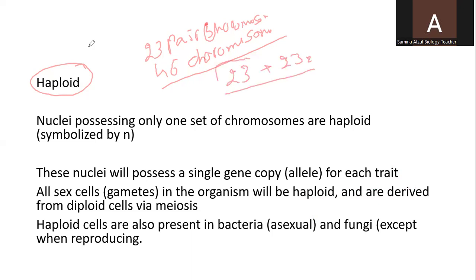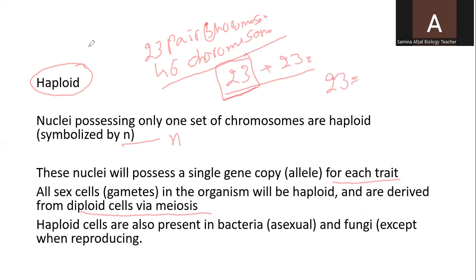So when the cell represents only one set of chromosomes, or the nuclei contain only one set of chromosomes, that is 23 chromosomes, that is called the haploid number, which is represented by small n. So these nuclei will possess a single gene copy, allele, for each trait. All sex cells in the organism will be haploid as they are derived from diploid cells via meiosis. They contain all gametes. They will have the haploid number of chromosomes, or 23 chromosomes, in their nucleus.